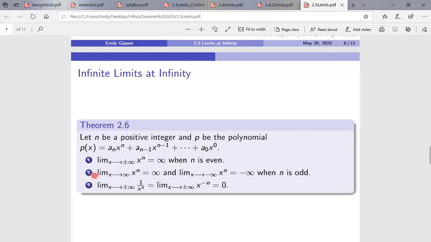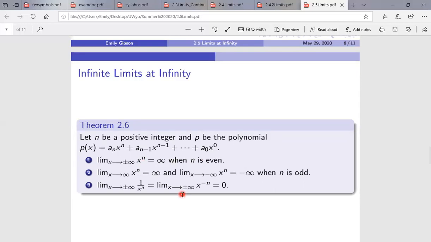The limit as x approaches infinity of x^n equals infinity, and the limit as x approaches negative infinity of x^n equals negative infinity when n is odd. And the limit as x approaches plus or minus infinity of 1 over x^n, which equals the limit as x approaches plus or minus infinity of x to the power negative n, equals 0.